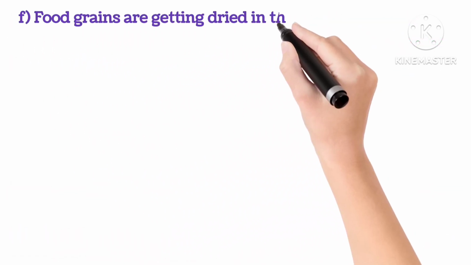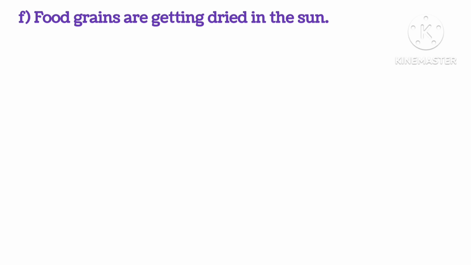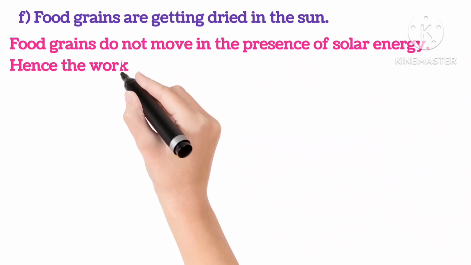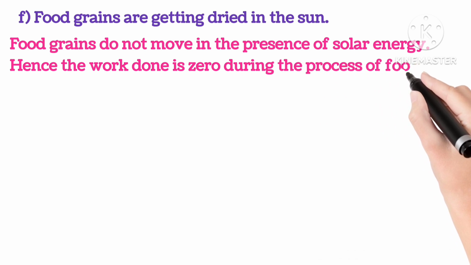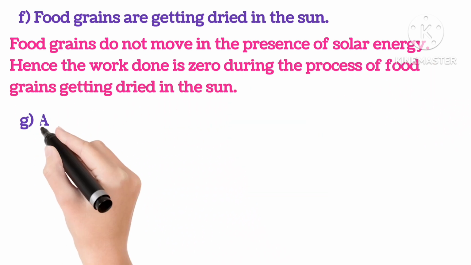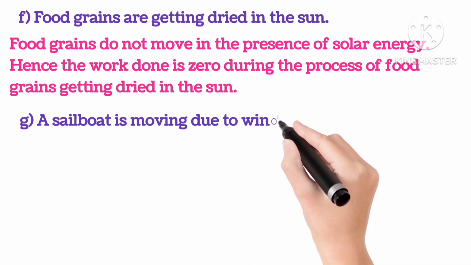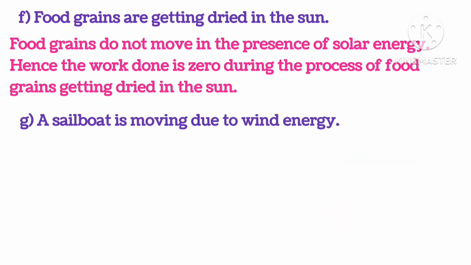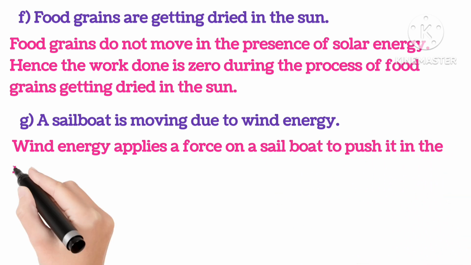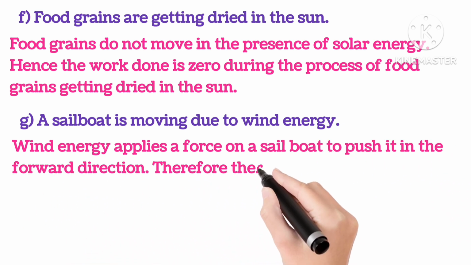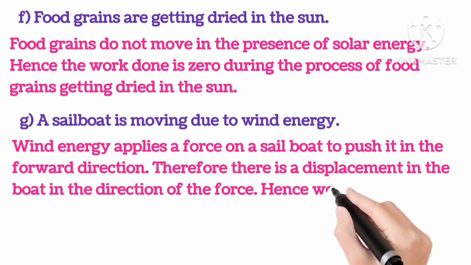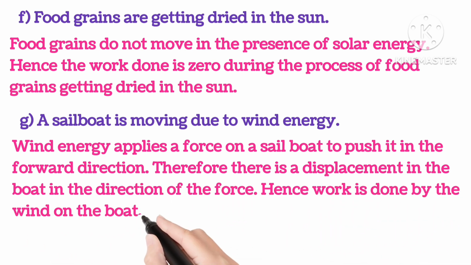F. Food grains are getting dried in the sun. Food grains do not move in the presence of solar energy, hence the work done is 0 during the process of food grains getting dried in the sun. G. A sailboat is moving due to wind energy. Wind energy applies a force on the sailboat to push it in the forward direction. Therefore, there is displacement of the boat in the direction of the force, hence work is done here.